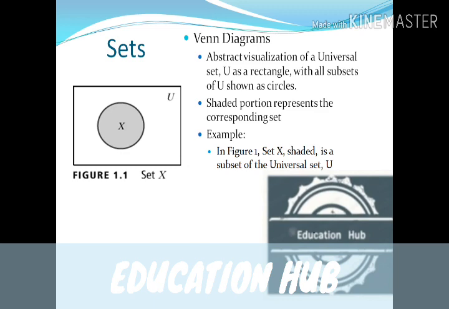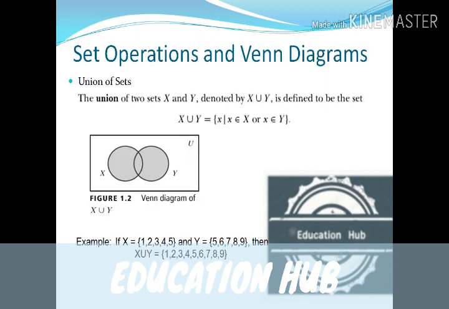that among the set representation techniques, the Venn diagram is one of them. The Venn diagram is the pictorial view you can see on the screen, where U is the universal set and X is the set. See here, the abstract visualization of the universal set is the rectangle, and all the sets are subsets of the universal set. Obviously, all of them are elements of the universal set.